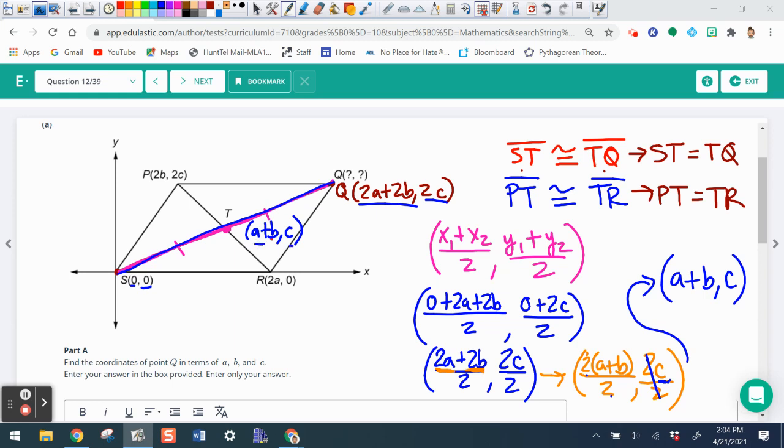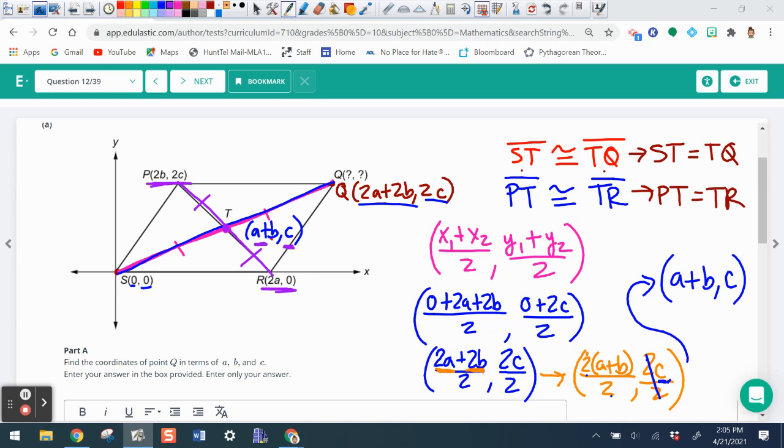So we just showed that the midpoint of SQ is a plus b comma c. Now you might be asking yourself, how does that help us show that SQ bisected PR? Well, if we can find the midpoint of these two points of PR, and it's the same location, the same coordinate, then that proves that SQ also bisected PR at its midpoint T. So we're going to also show that the midpoint of PR is this coordinate here, a plus b comma c.